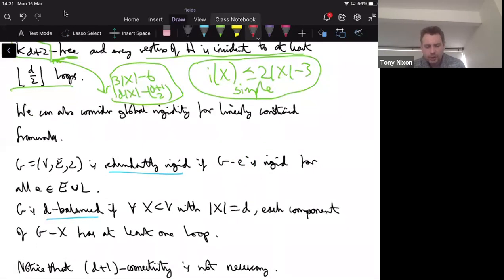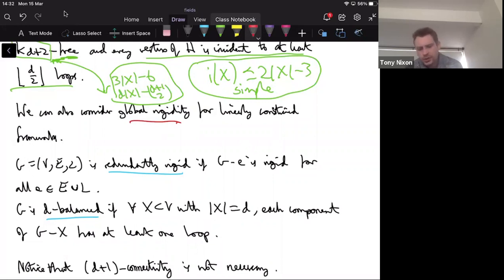So next I want to comment a little bit on global rigidity for linearly constrained frameworks. So again, we can have the same sort of natural definitions. We want to be unique, and now we really do mean unique because there are no translations or rotations or reflections. So we just want to find that the only way to draw the graph in a given dimension subject to the edge length constraints and the linear constraints on the loop vertices, your drawing is the only one possible.